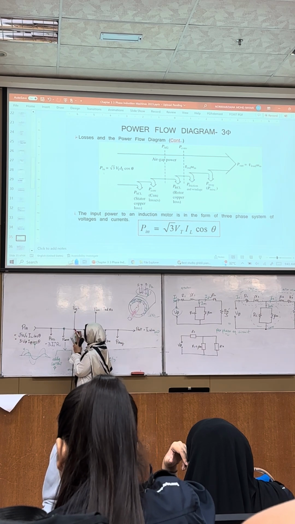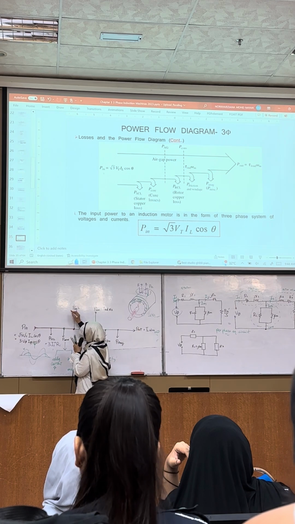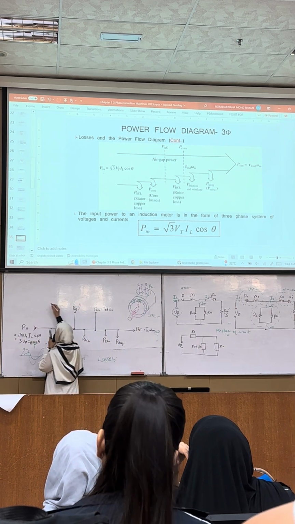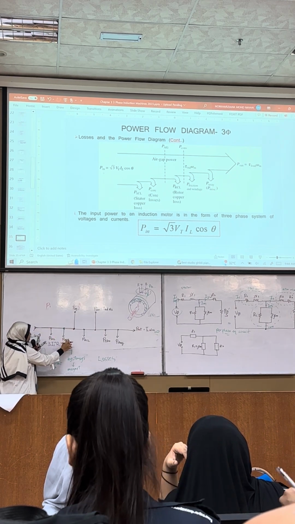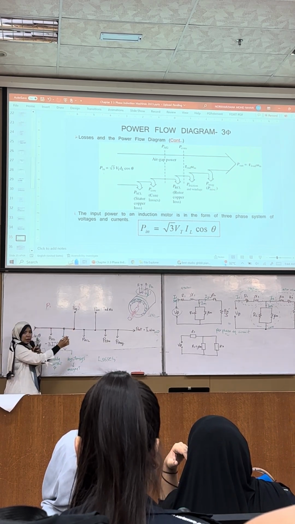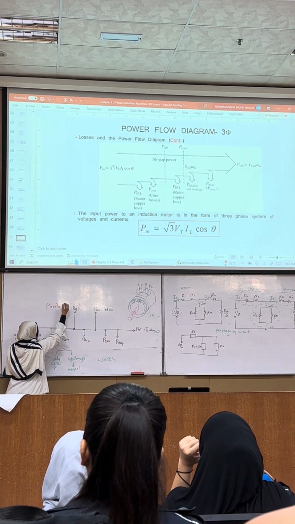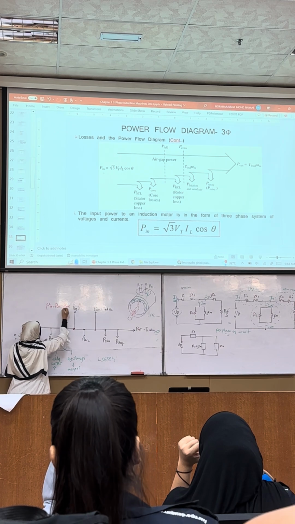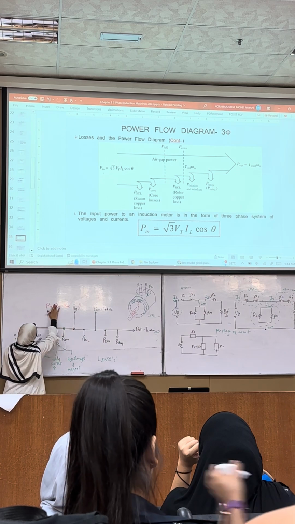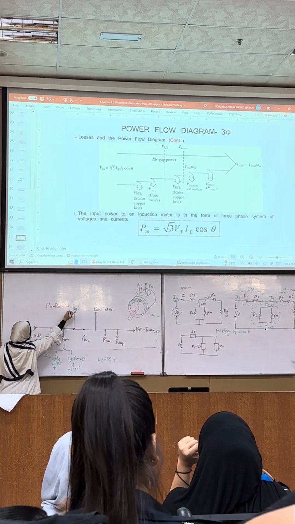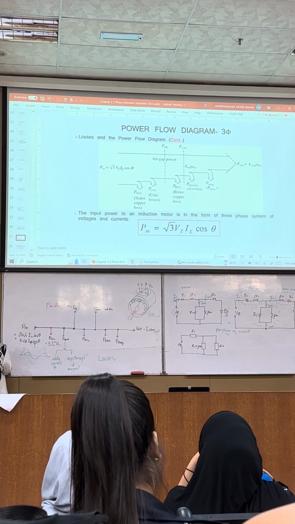One, you can look into this line, from here to here. P in, this one, P in minus stator copper losses, minus core losses, and you reach your air gap. So that is your equation: P in minus PSCL minus P core. So this one is your air gap equation, or air gap power equation.